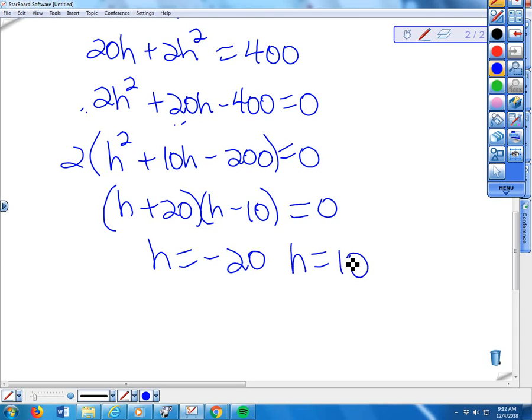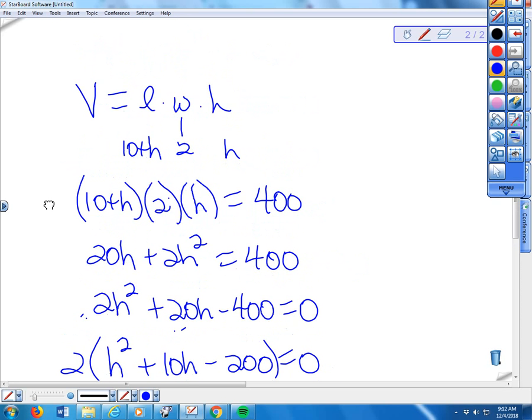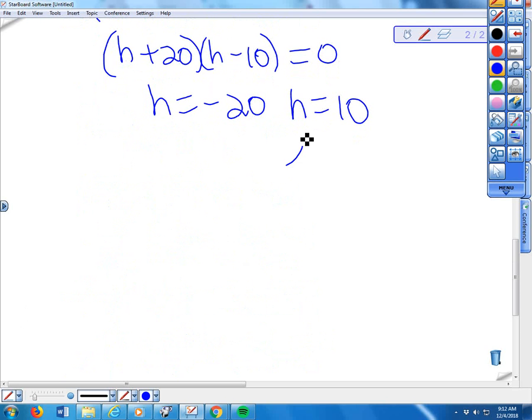So there are always 2 answers. In this case, one of them is negative, so that can't be it. So h must be 10. Well, if h is 10, the length was 10 plus that, so the length is 20. And there it is. I don't know how I got 4 and 5. I don't even know how I got in the 60s.